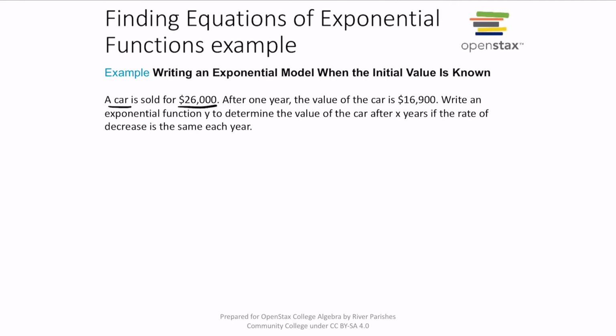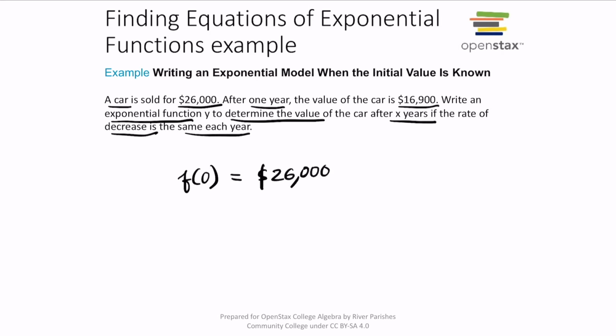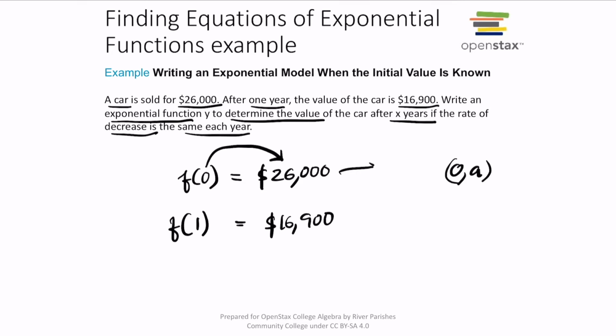So a car is sold for $26,000. After 1 year, the value of the car is $16,900. Write an exponential function y to determine the value of the car after x years if the rate of decrease is the same each year. So let's start with the value that is given here. So f(0) is given, so this is the 0th year. So the original value is $26,000, and at f(1) the value is $16,900. Notice that this point here represents (0, a). So here this value becomes a. Remember that if f(0) is this value, that value itself becomes the value a.